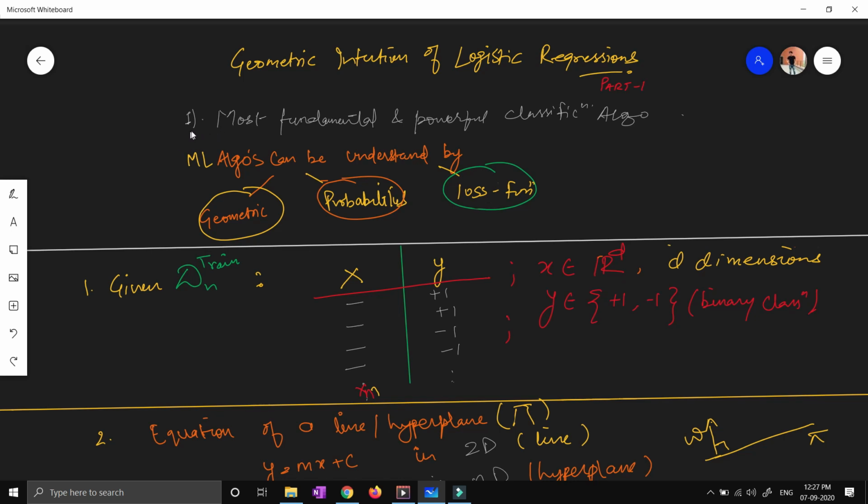The first part is that I have divided the whole scenario into 7 steps. Logistic regression is basically a classification algorithm. Even though the word regression is in the name, we have to understand that logistic regression does the classification for us. It is the most fundamental and powerful classification algorithm.